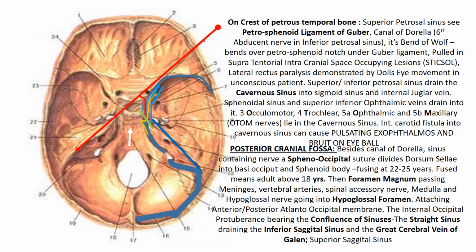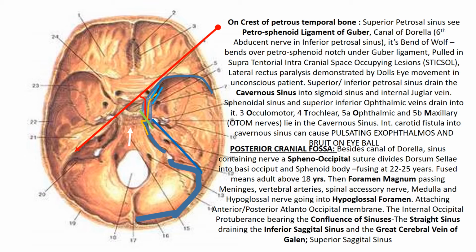Supposing there is a rupture of the internal carotid artery into the cavernous sinus, the pulsations of the cavernous sinus pass through the superior or inferior ophthalmic veins through the superior orbital fissure into the eye. So the eyeball starts pulsating, and this is called pulsating exophthalmos. If you put a stethoscope on the eyeball, you may be able to hear the bruit, which is produced by the carotico-cavernous fistula, blood passing through the carotico-cavernous fistula.